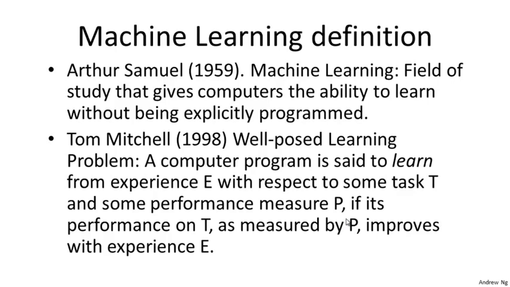For the checkers playing examples, the experience E would be the experience of having the program play tens of thousands of games against itself. The task T would be the task of playing checkers, and the performance measure P would be the probability that it wins the next game of checkers against some new opponent.